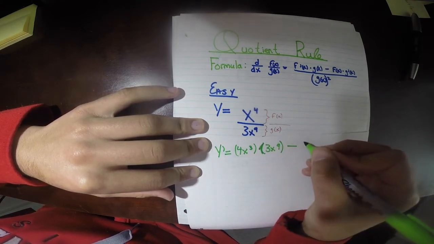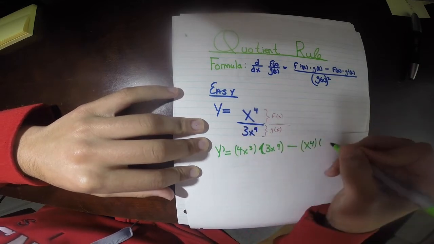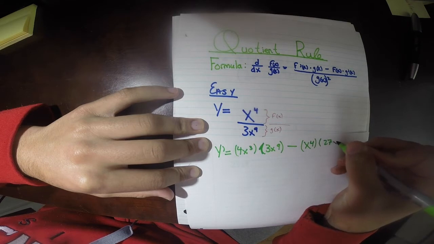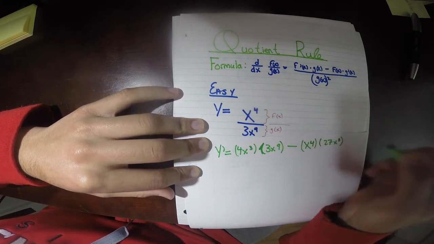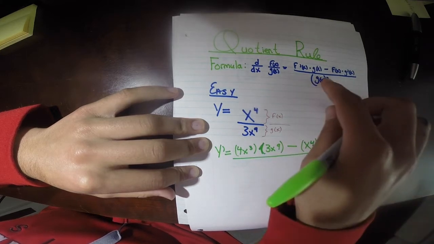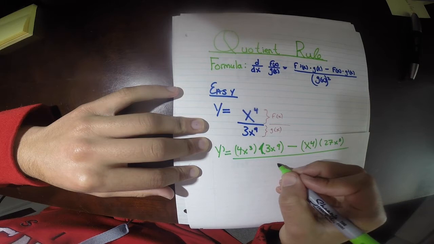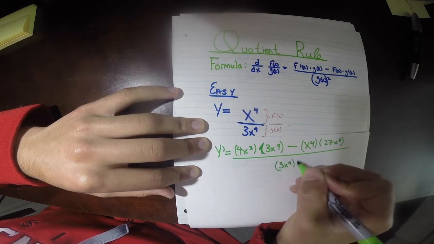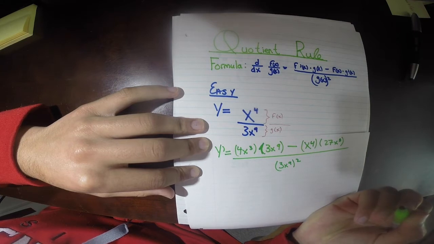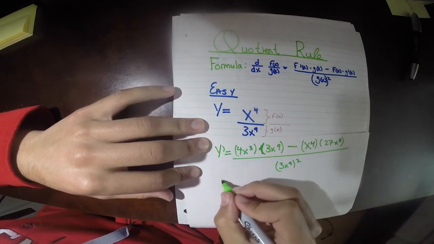Minus the normal function x to the 4, again product rule style, except bring the 9 down, times 3 is 27, x to the 8, since 9 minus 1 is 8. And divide the whole thing by g of x squared, so this would be 3x to the 9 squared. That's pretty much it. There's your quotient rule. Now you can go ahead and simplify that.